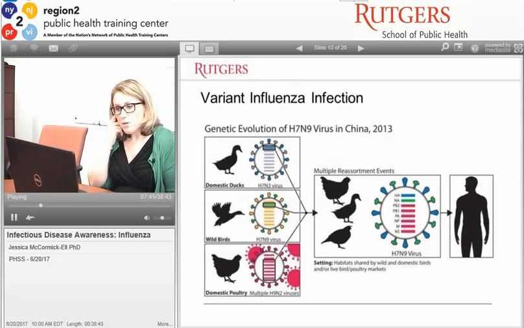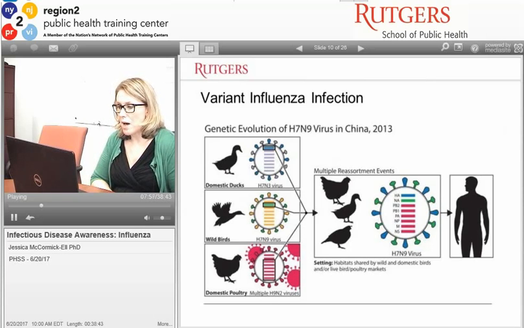So there are a few different variants of influenza virus infection. We mainly hear of avian influenza, human influenza, and swine influenza. And so you may hear on the news about swine flu. The last outbreak of that was like 2011. We sometimes hear of pockets of avian influenza.